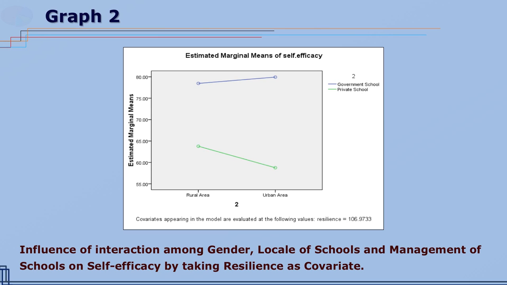From graph 2, it can be seen that irrespective of locale of schools, students studying in government schools had higher self-efficacy as compared to those of private schools. Further, there is a slight increase in self-efficacy of students of government schools as locale of schools changes from rural area to urban area. On the other hand, there is a decline in self-efficacy of students of private schools as locale of schools changes from rural area to urban area.